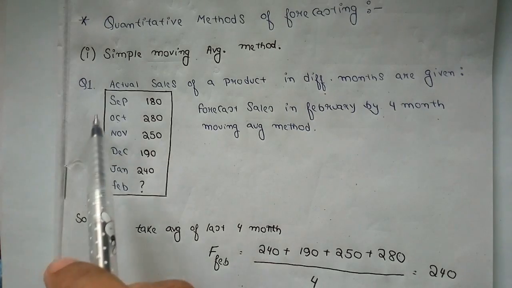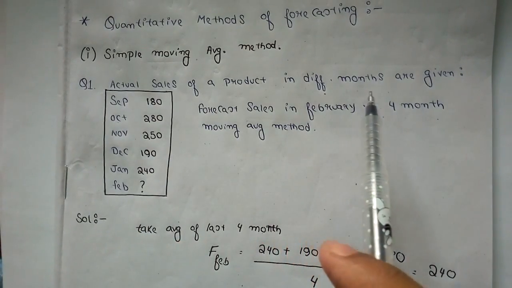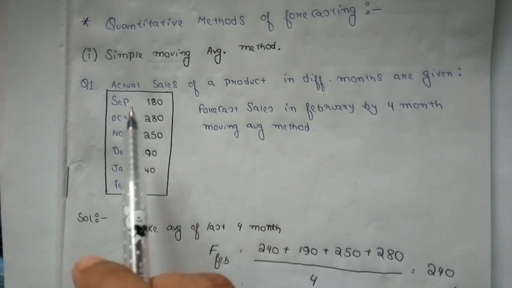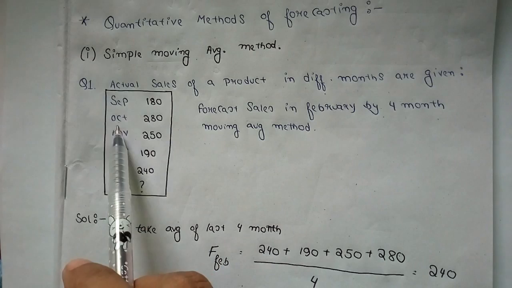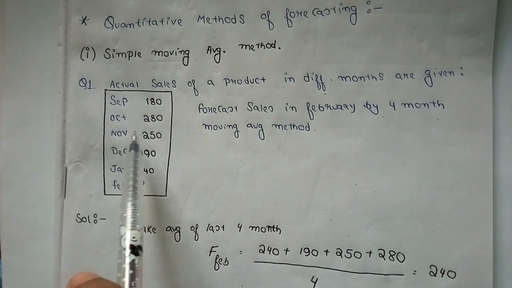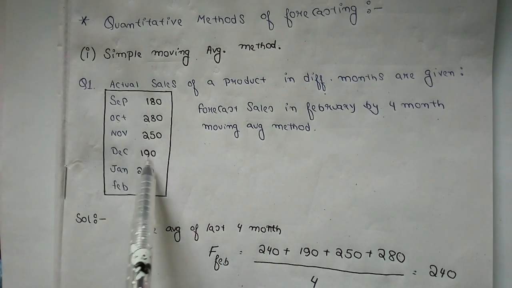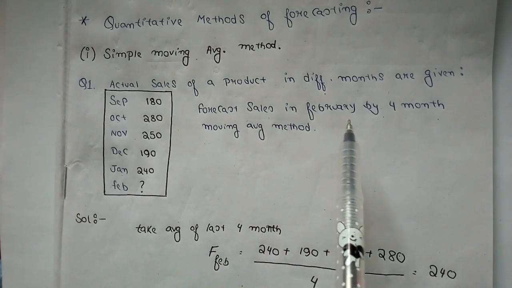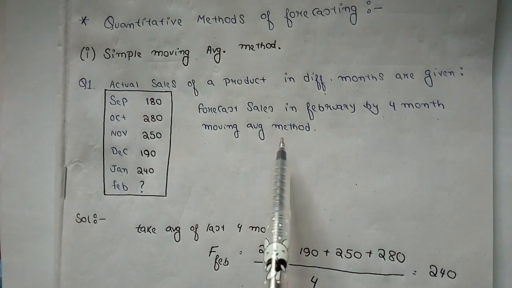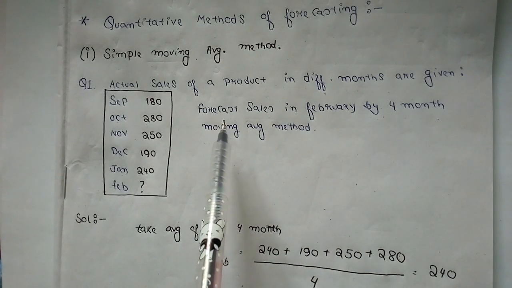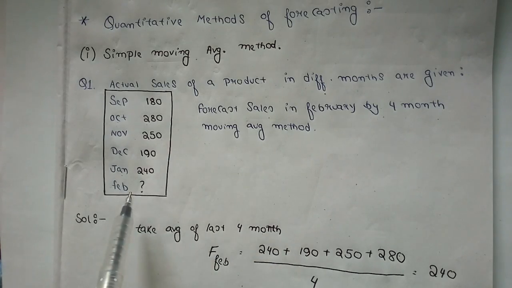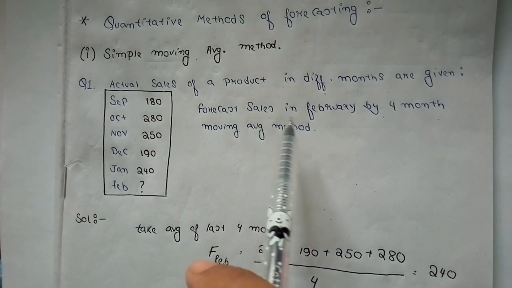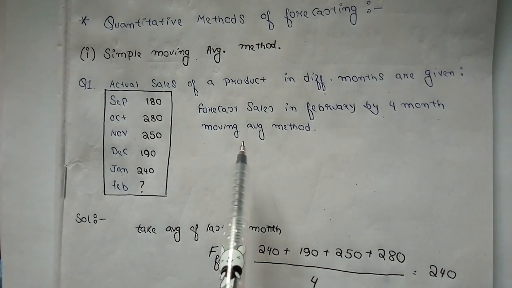So here it is given that the actual sales of a product in different months are given, right? The number of products sold in the month of September was 180, in October it was 280, November 250, December 190, January 240, and it is asking us to forecast the sales in the month of February by the 4-month moving average method. This is very important.